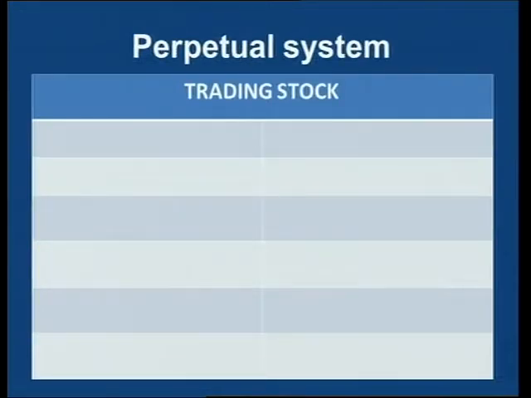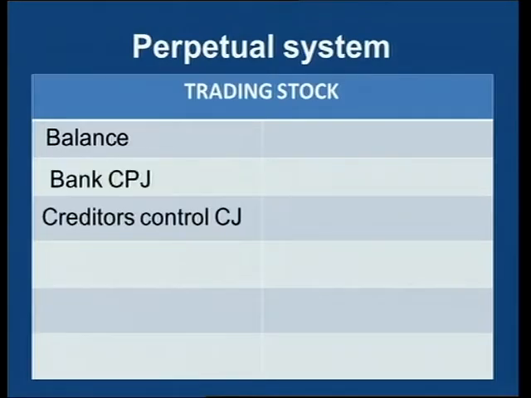So in the perpetual system, everything with regards to stock happens in this account, in the trading stock account. So you will always, at the beginning of a month, you will have an opening balance. Then any purchases of stock will be added on the debit side. So that would be cash purchases in the CPJ or credit purchases of stock in your CJ. If sales takes place, this is also entered in the trading stock account. So there, on the credit side, now on the debit side, my trading stock will increase. On the credit side, my trading stock will decrease.